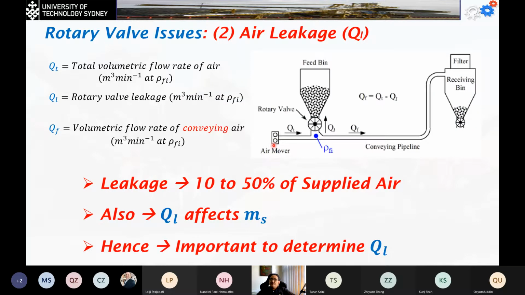So the leakage can be something between 10 to 50% of the supplied air. Also, a high KL is going to reduce the value for the mass flow rate, and thus it is going to be very important to determine the value for the air leakage in the system.